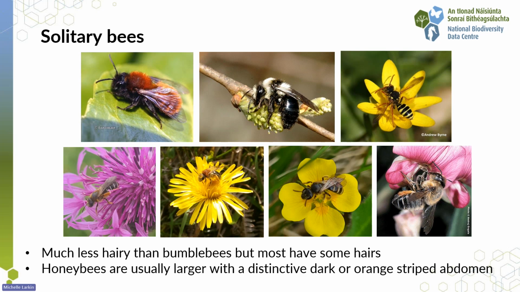Solitary bees are quite a diverse group. The majority of bees we have here in Ireland are solitary bees. They can be much less hairy than bumblebees, but will have some hairs. Honeybees could be mistaken for them, but honeybees tend to be quite a bit larger and will have that distinctive dark or orange striped abdomen. You can see here we have quite a variety of different bees. Some of them can be very, very small, whereas others can be quite large, like the ashy mining bee here, that will be coming out soon enough.